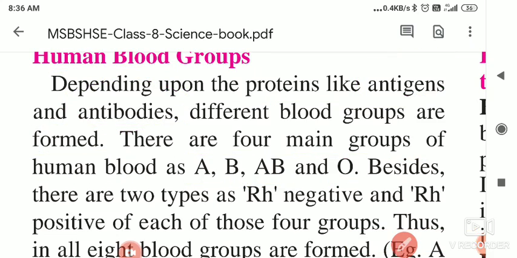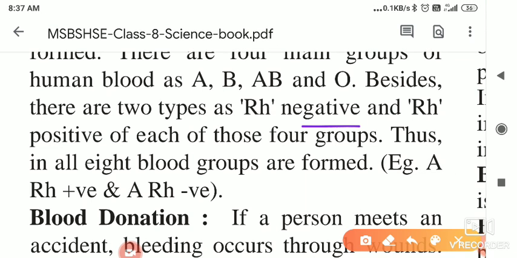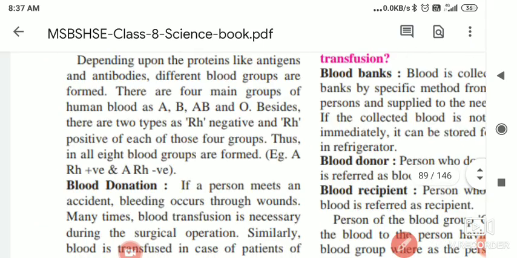Then besides, there are two types of Rh: Rh negative and Rh positive. So A positive, A negative, B positive, B negative, AB positive, AB negative, and O positive, O negative. In that way the blood groups are present. Thus in all, 8 blood groups are formed. For example, A Rh positive, A Rh negative, just now I told you, B positive, B negative, AB positive, AB negative, and O positive, O negative. These are the blood groups.